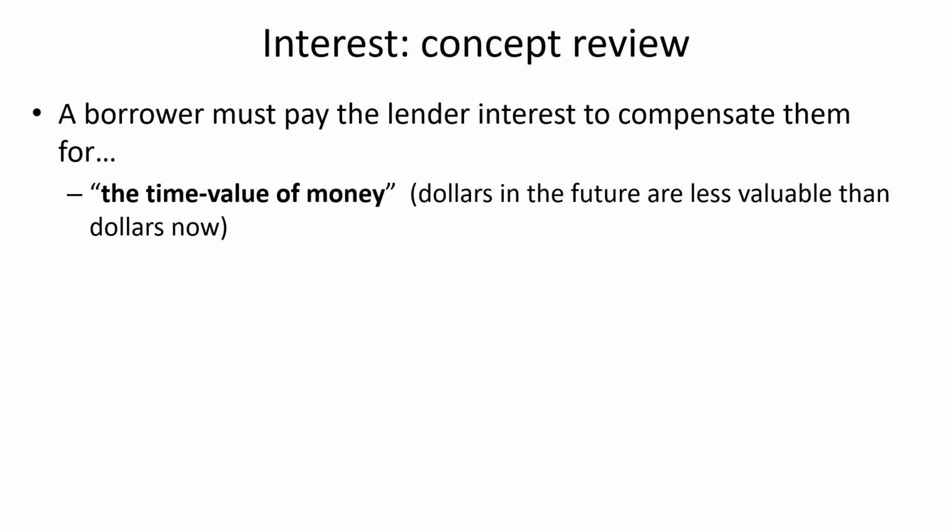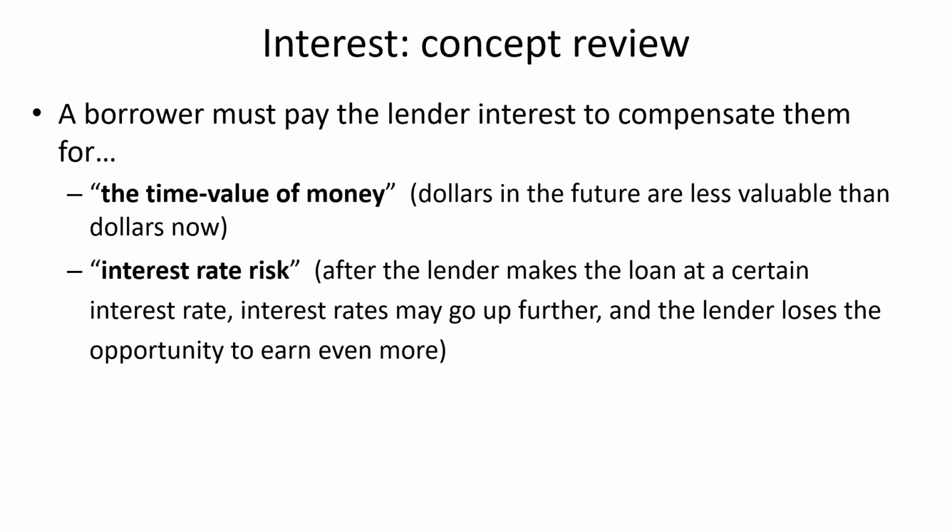So the time value of money means that a lender is going to say, if you're repaying me with those future dollars that aren't as valuable, I want more of them than the present value dollars that I gave you that are very valuable today. You're paying me back with less valuable dollars in the future, so I want more. So that's part of it. That's part of why lenders require interest. It's partly because of interest rate risk.